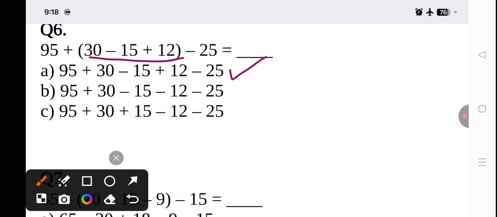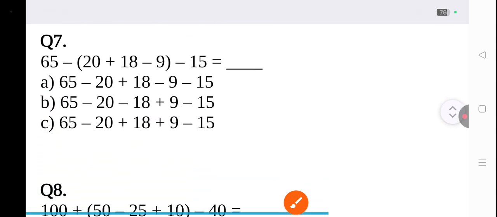So remember, the basic funda is you have to check when you have to change the sign and when the signs will not be changed, okay? When there is a minus sign outside the bracket, all the signs will be changed. If there is a plus sign outside the bracket, no signs will be changed, okay?